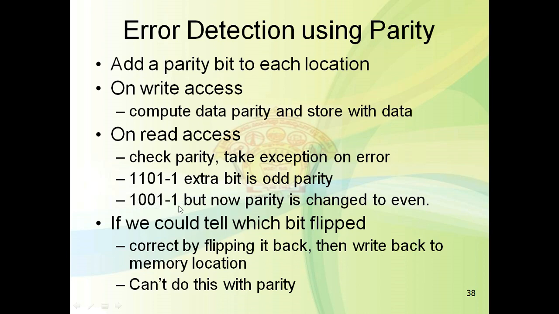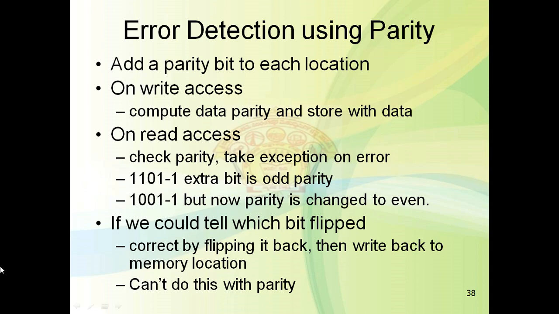But here, for odd parity, it is 1, and hence we can see that an error has occurred: instead of odd parity we got even parity, and hence the error can be detected. But we can't say which bit is flipped, whether this bit, this bit, or this bit. So we can't tell which bit is flipped.